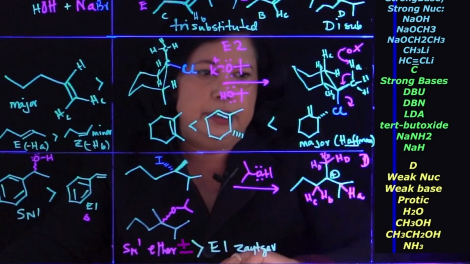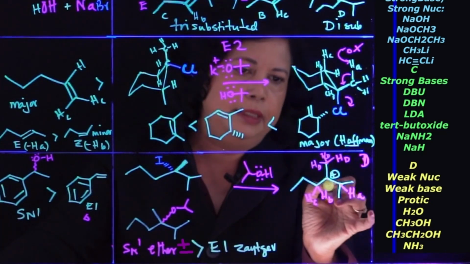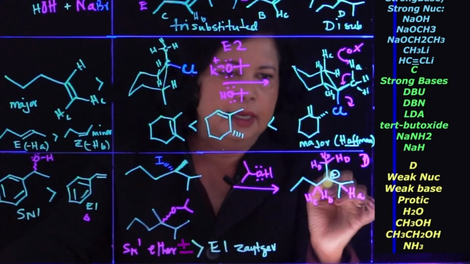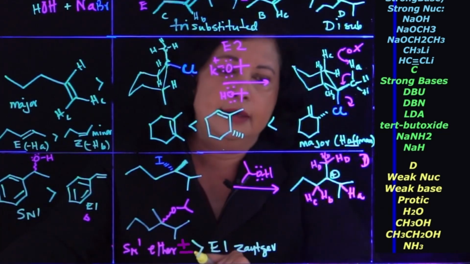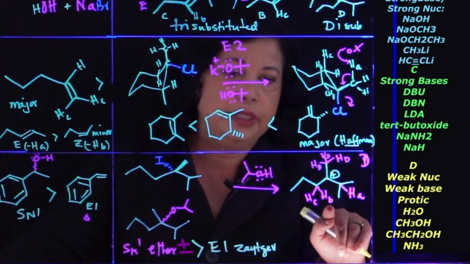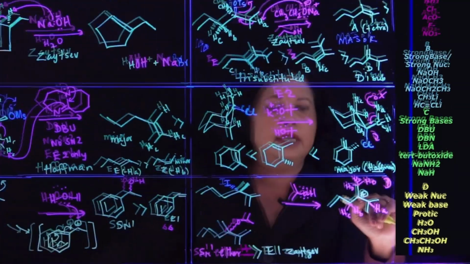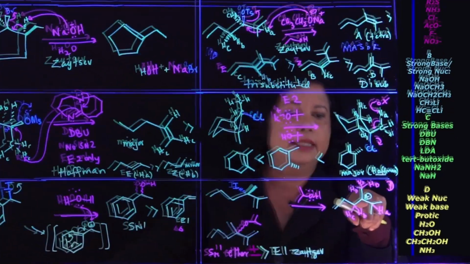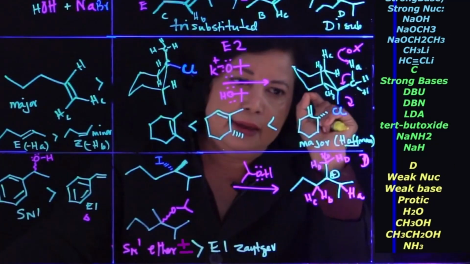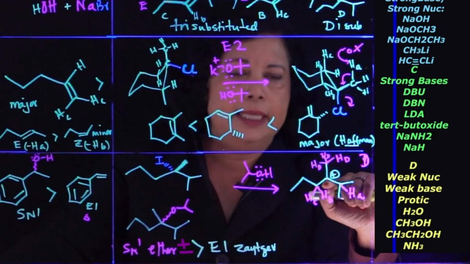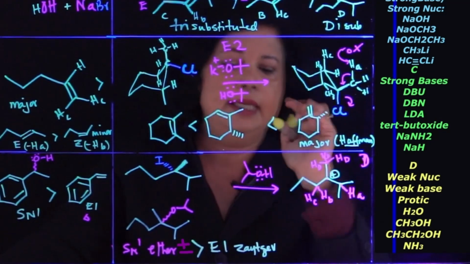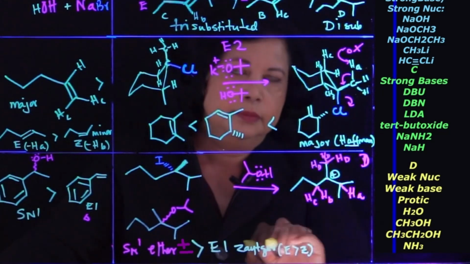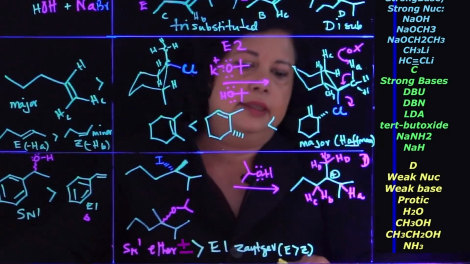More substituted is preferred. This is going to be tetra. This is going to be tri. This is going to be di. Here you have choices, and in this case, really you don't have to draw a Newman projection because the one that gives the E is the one that's going to predominate. So always E more than Z whenever you have choices. Because in the Z there's more steric.